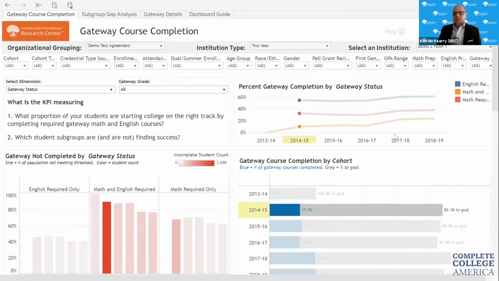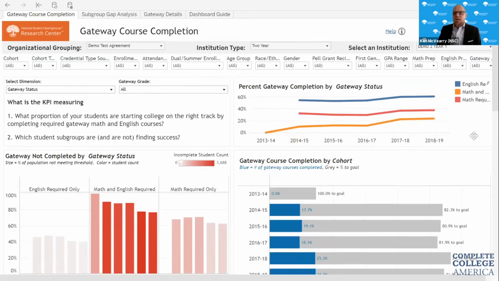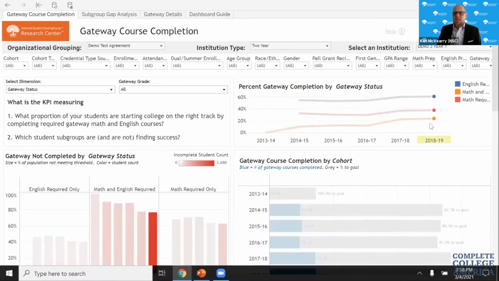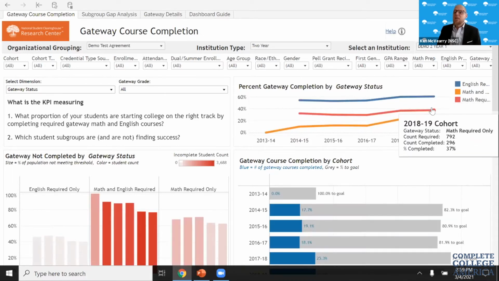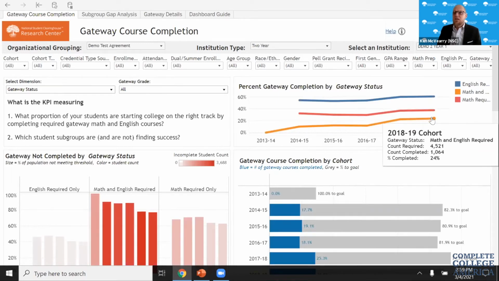So if I go back up to here, for example, and I wanted to get a little bit more involved in this, I'm seeing that, if I look at this English only cohort, right, or portion of this cohort, it's a very small number of that, roughly 5,500 for 146, and they completed at a fairly good rate at 60%, versus those who are required to take math only, okay, about shy of 800 students completed at 37%, but 4,500 students were required to take math and English, and they completed at 24%.